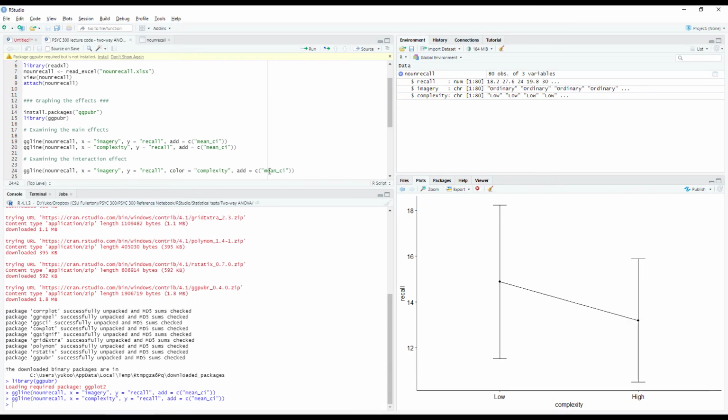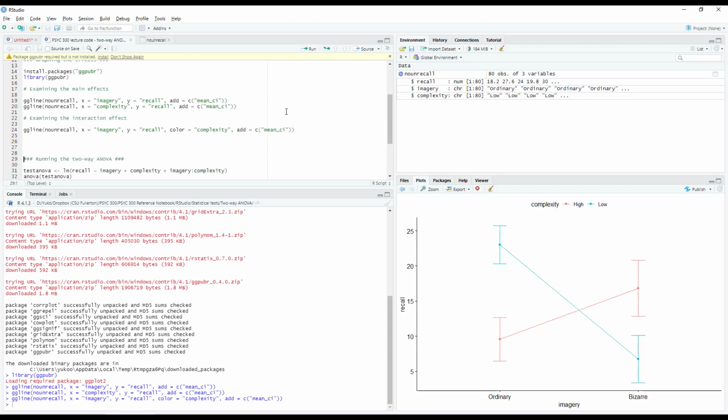All right, so let's party on by taking a look at the graph of the interaction effect. You'll notice that I've written down the ggline code here just as I had shown you on the slides. All right, let's try running it. Wow, isn't that beautiful? So here are those means graphed together so that you can see how the means for recall might look based on the person's condition. Technically there's complexity and imagery graphed together.